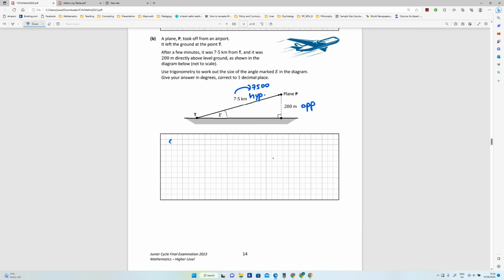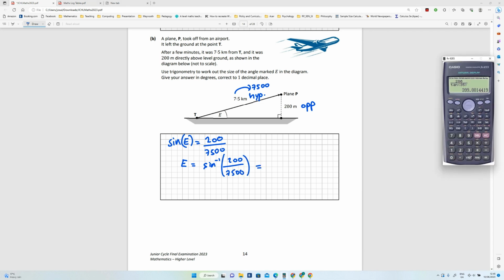So sine of E is equal to opposite over hypotenuse, which is 200 all over 7,500. I want to work out what E is. So to do that, I need to get the inverse sine of this part. So I say E is equal to sine inverse of all of this. Okay, and I can crank that directly into the calculator.